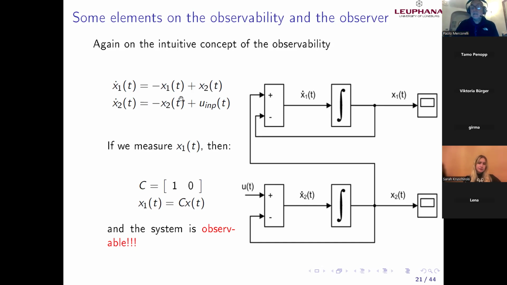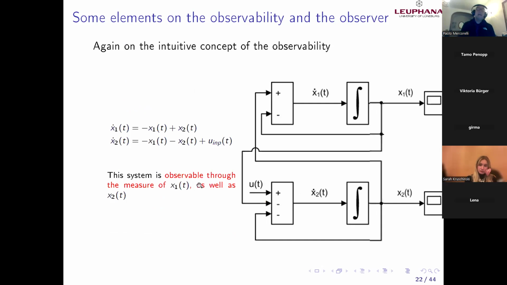This means if I measure x1, it will be possible to have information about x2. Before, I showed you that if I measure x1 we don't have this possibility because in this equation, the variation of x2 does not depend on x1. Here, the matrix C is not 0, 1, but 1, 0, because I am measuring x1. Just to give you an intuitive idea of the observability. Look at this example here. It is another example.